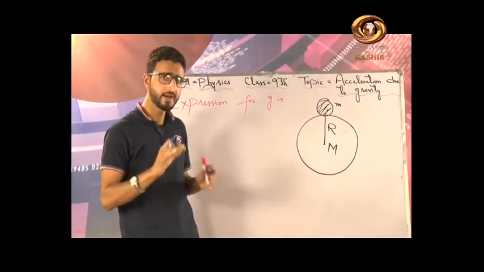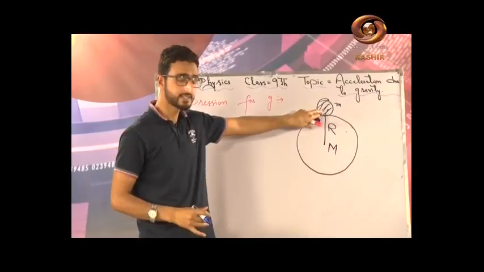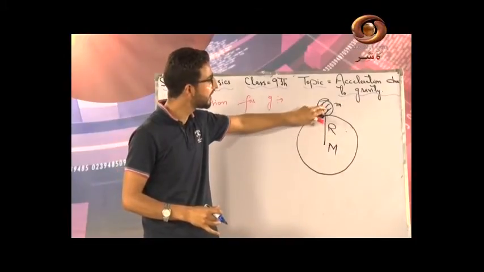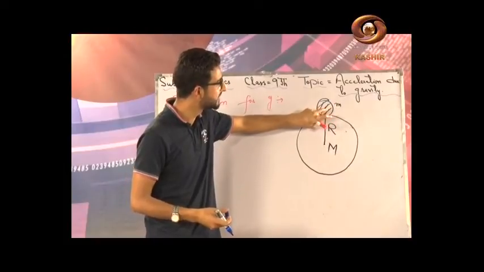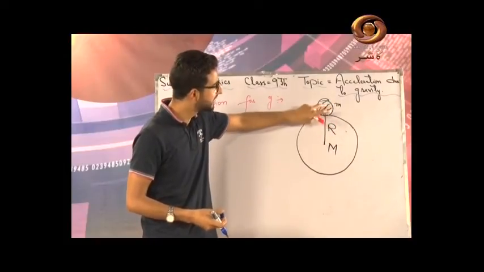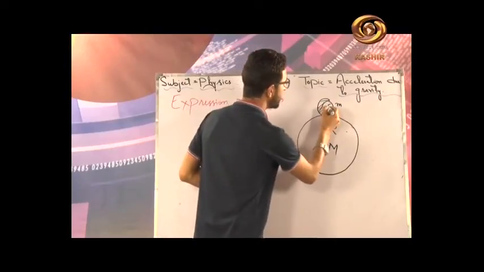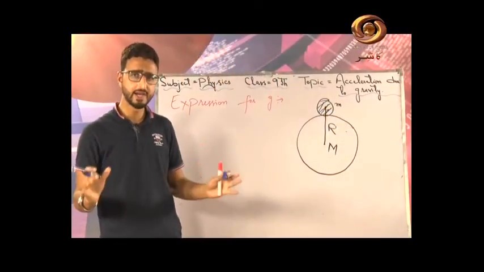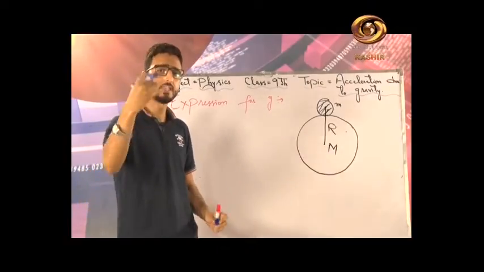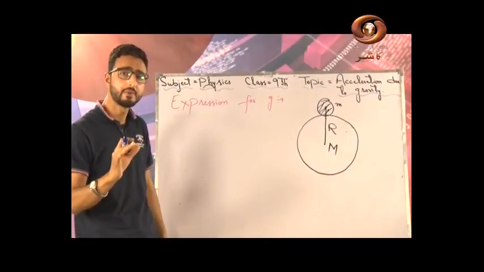Let us try to find out the expression for acceleration due to gravity on or near the surface of earth. So when the body of mass small m is on the surface of earth, then the distance between the two, I mean capital M and small m, becomes r. You are getting my point or not? Now I can use the universal law of gravitation.